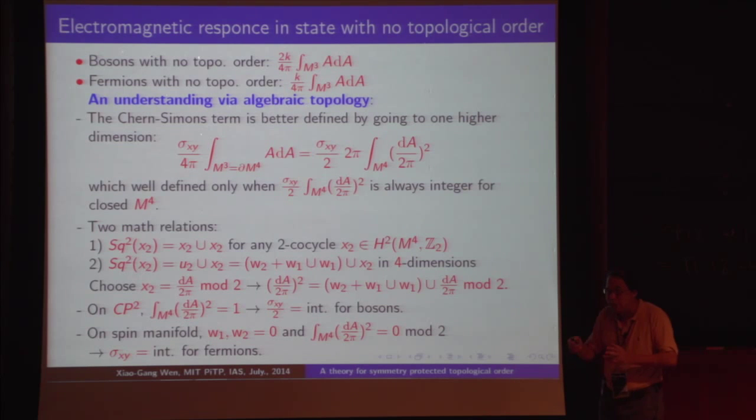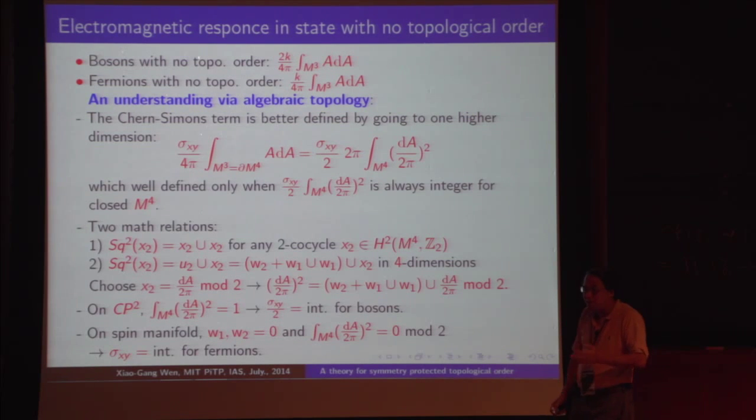And the spin manifold is related to the fermion. If we have a fermion system, we must have a spin manifold. So in a spin manifold, this quantity is always even. That means we only require this quantity sigma xy over 2 to be an integer for fermions. Since this is even, we only require sigma xy over 2 to be half-integer, that means sigma xy to be an integer. So sigma xy being an integer would be fine.